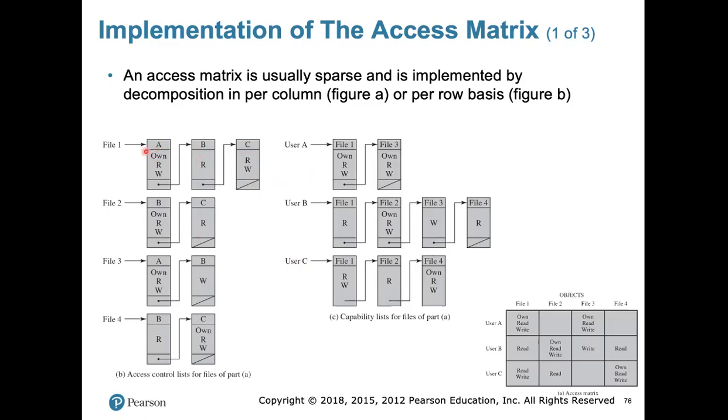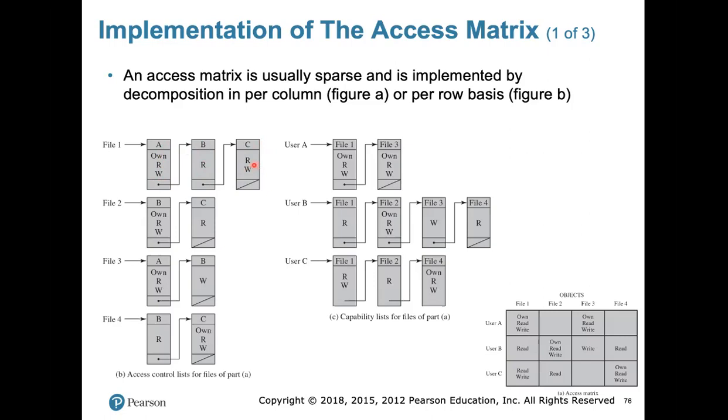Let's say file 1 is one of our objects. User A is one of the subjects. These are the access rights of this user. And then through this pointer, we go to the next user. User B has this access to this file, and then the next user is user C, who has this level of access to this file.